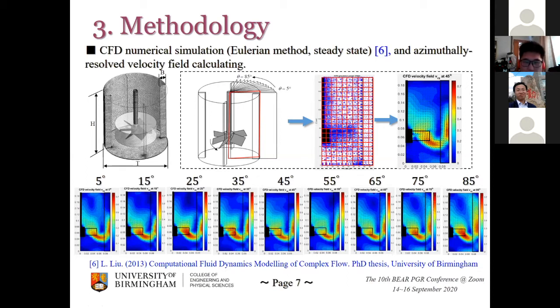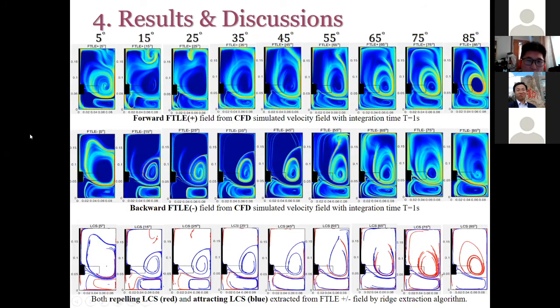If we calculate using our data exploration platform, we will get the forward FTLE field and the backward FTLE field. And we use a ridge extraction algorithm. We will get the repelling LCS and attracting LCS.